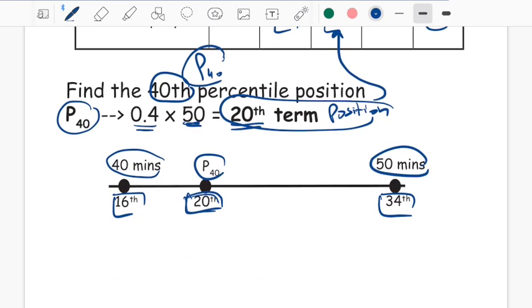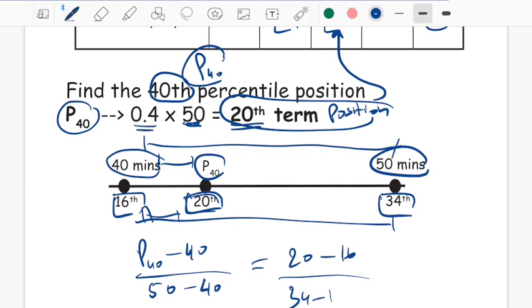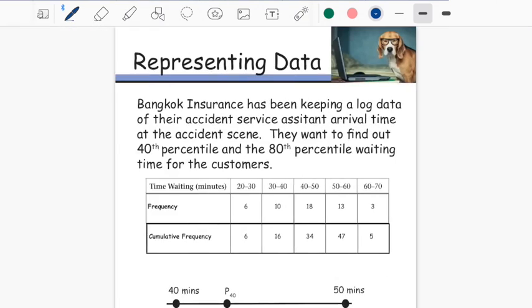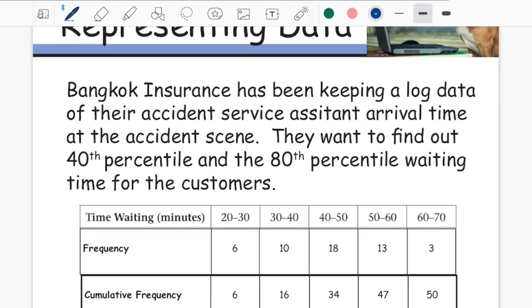Then you do interpolation. It'll be P40 minus 40 over 50 minus 40, from this to this and then that to that, equals 20 minus 16 over 34 minus 16. Then you simplify. Now I'm going to cross multiply and simplify it out. I get my P40 as 42.2. All right, let's see the next question.